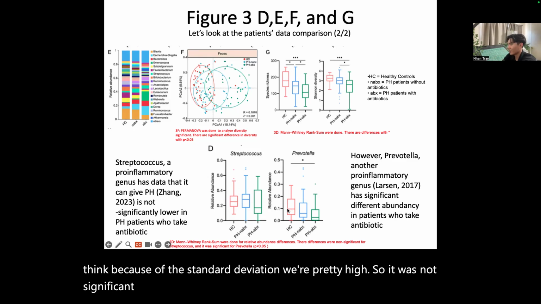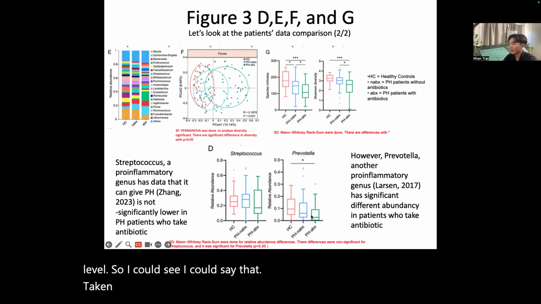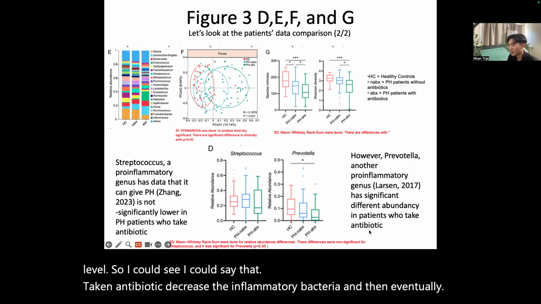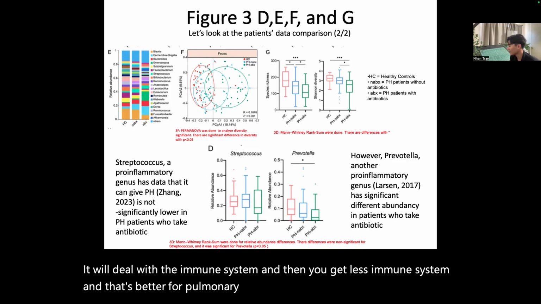However, luckily for Prevotella, there is a significant difference. So I can say that taking an antibiotic decreases the inflammatory bacteria, and then eventually it will affect the immune system, and you get less immune activation, and that's better for pulmonary hypertension.